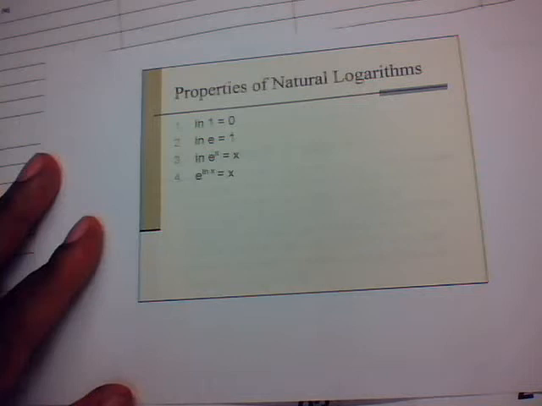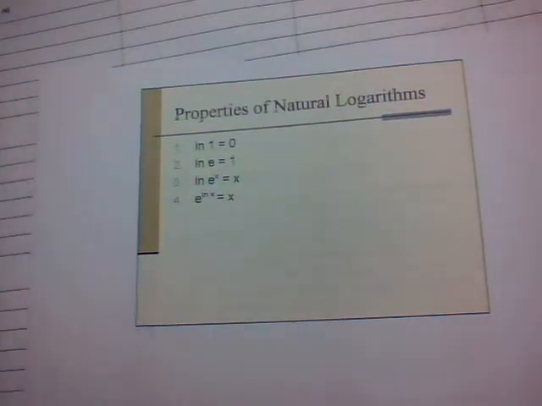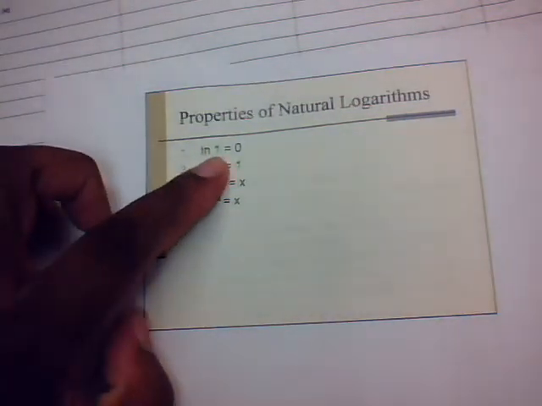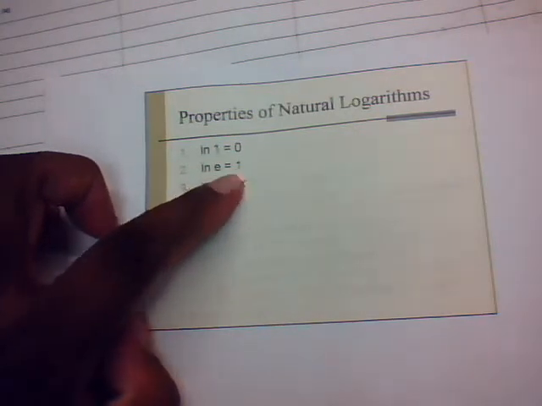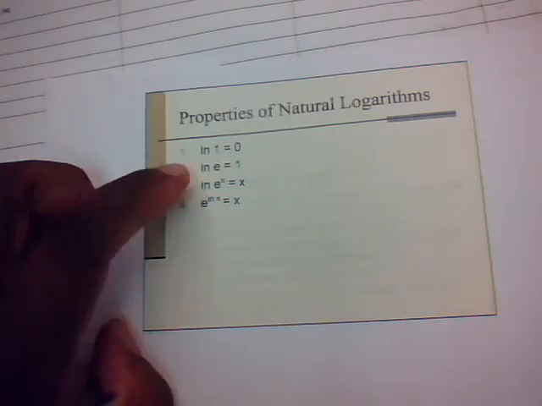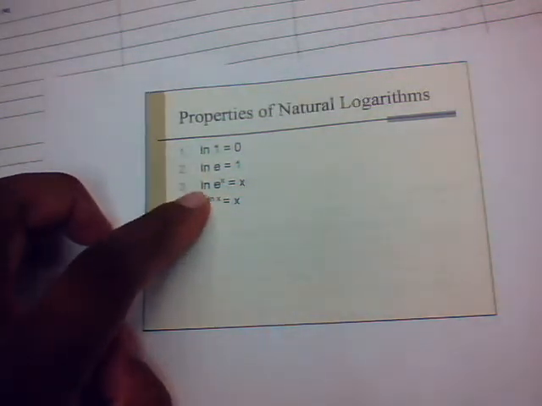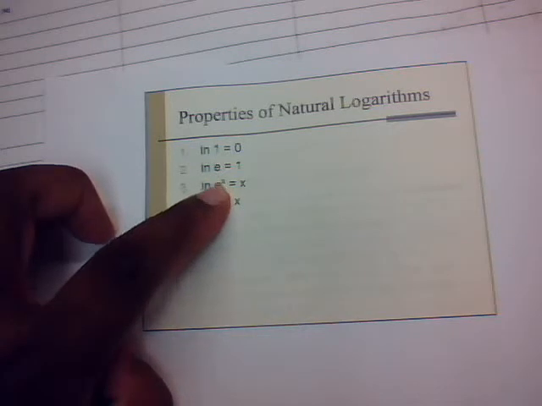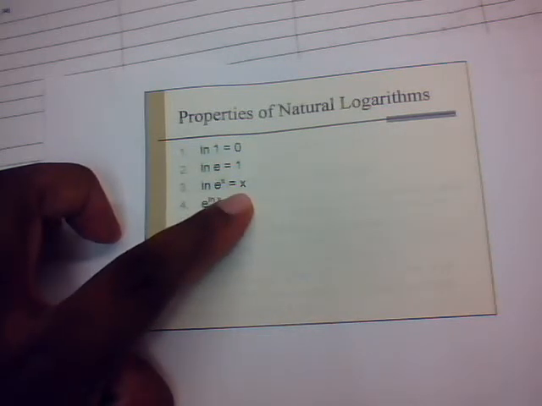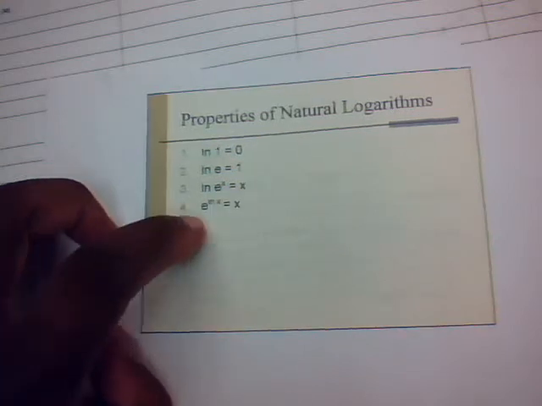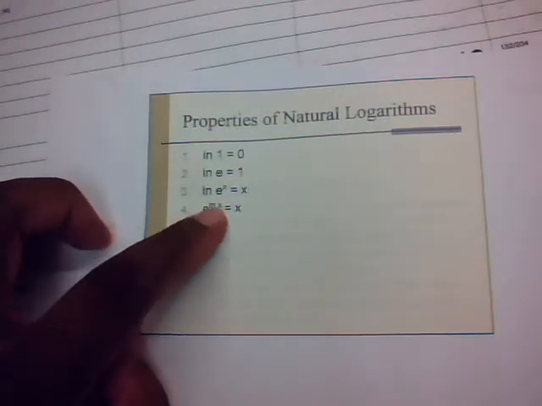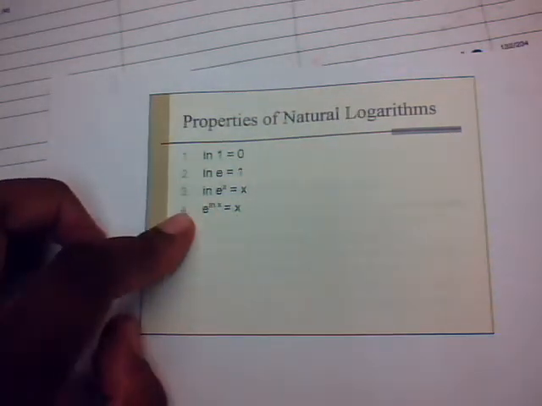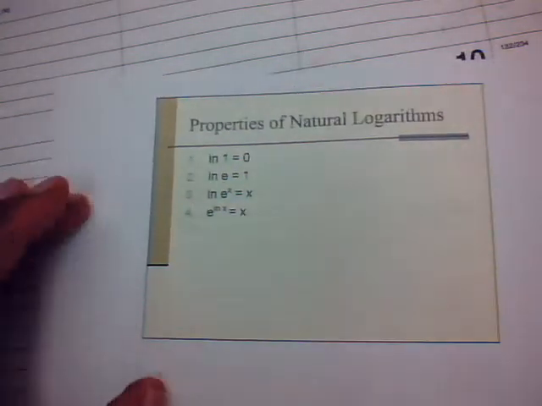And these are the properties of natural logarithms. Just like we have properties of common logarithms and the general properties of logarithms. Ln of 1 is 0, and ln of e is 1. These two involve the number 1. These last two are inverse properties. Ln of e to the exponent x is that exponent, x. And then e to the ln of whatever the expression is, is that expression. E to the ln of x is x. So those are inverse properties. Ln and e are inverses of each other.